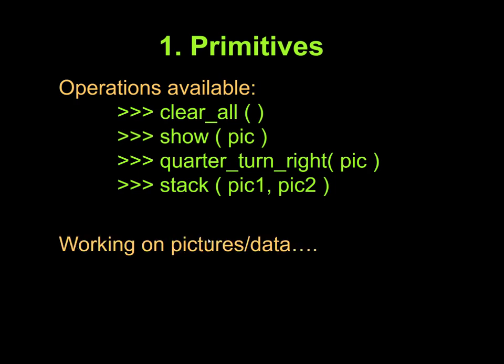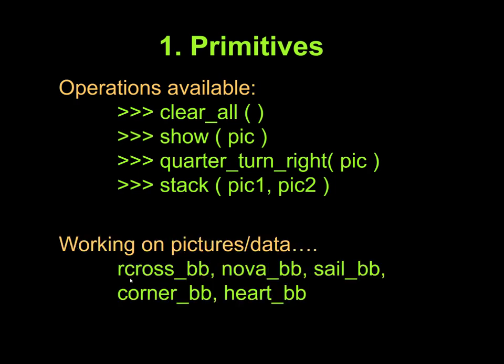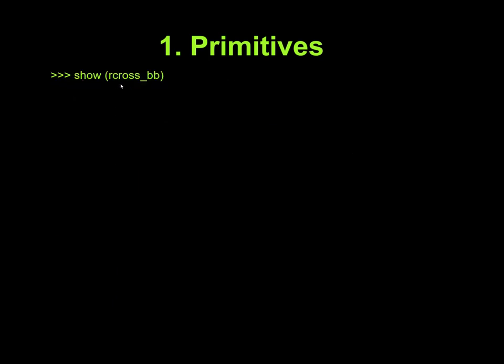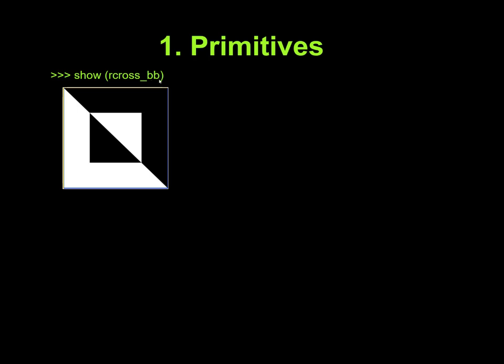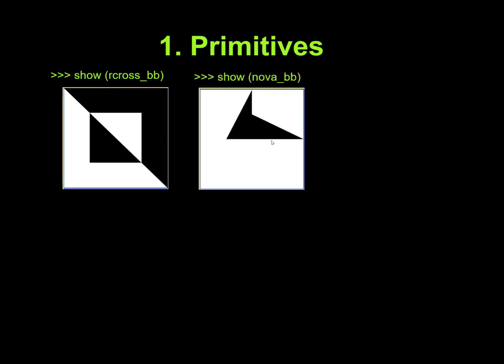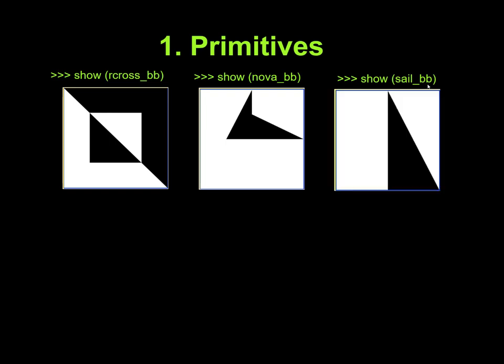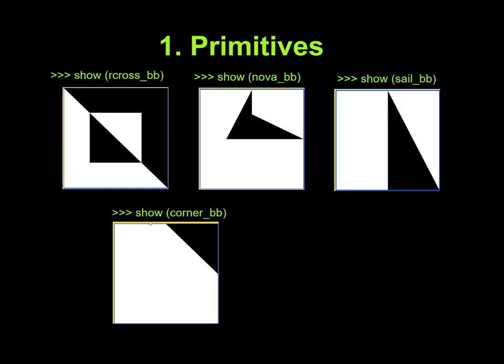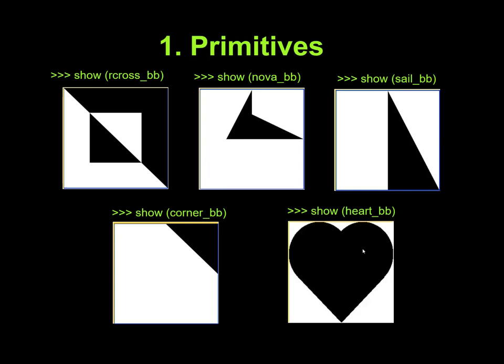Right, here are the pictures that we can work with: R cross BB, Nova BB, Sail BB, Corner BB, and Heart BB. What are these? Show a picture is to show this picture given to us. R cross BB is this. Show Nova BB, this is Nova. Show Sail BB, this is Sail. Show Corner BB, this is Corner. Show Heart BB, this is the Heart.